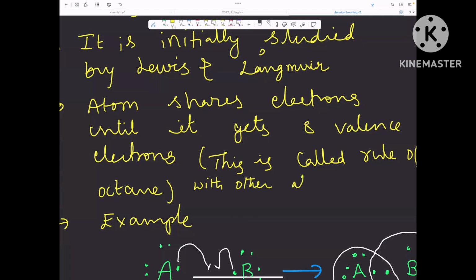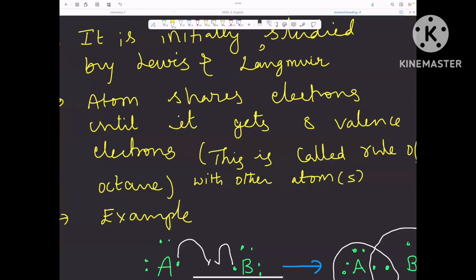other atom or atoms. To get inert gas configuration, it is gaining or losing electrons in ionic bonding. In case of covalent bonding, the sharing takes place until it gets 8 valency electrons.